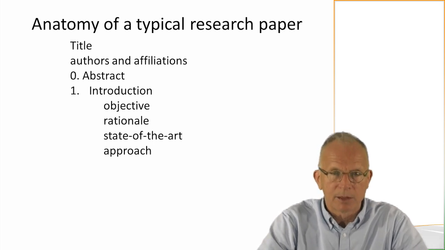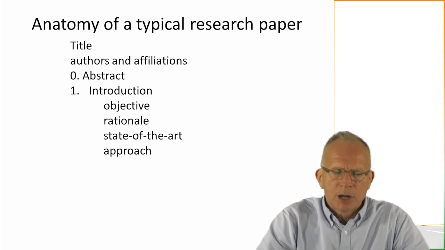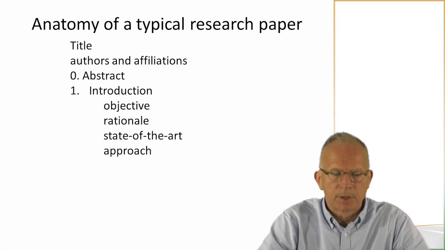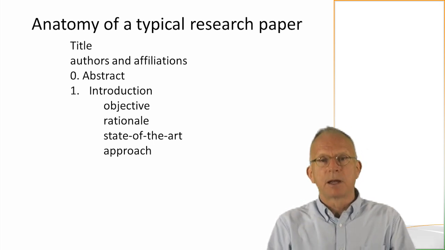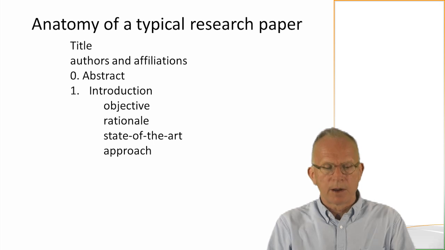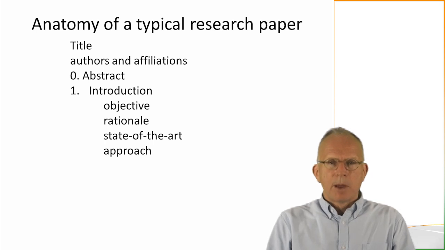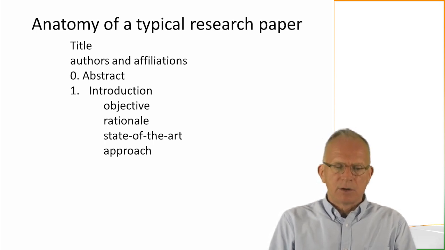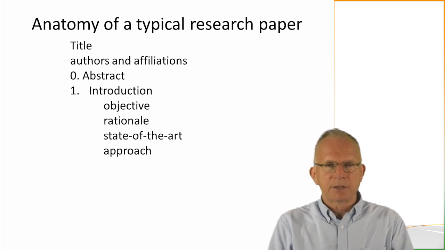Following the abstract, we get into the bulk of the paper, and there's an introduction. There are generally four things that are covered in the introduction, not necessarily in this order: objective, rationale, state-of-the-art, and approach. The objective is where you describe, essentially, often in a sentence, and sometimes just a few, or a short paragraph, what the paper's about. I like to lead with the objective in my papers, but many people put it at the end of the introduction, and they may start off with a rationale. And so the objective says what you're going to do.